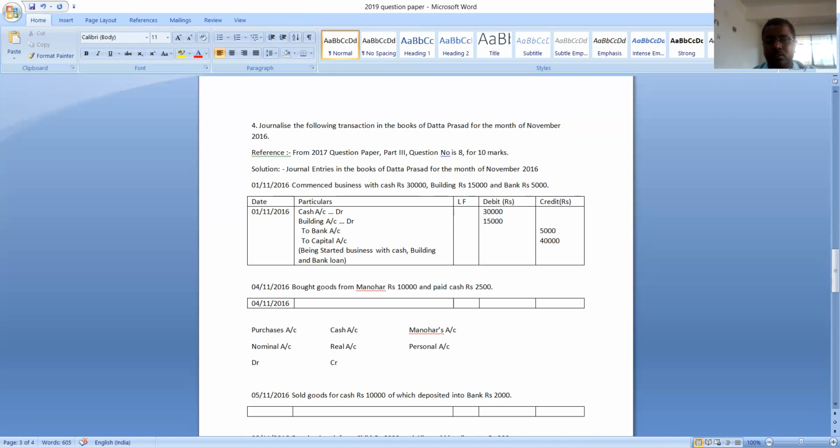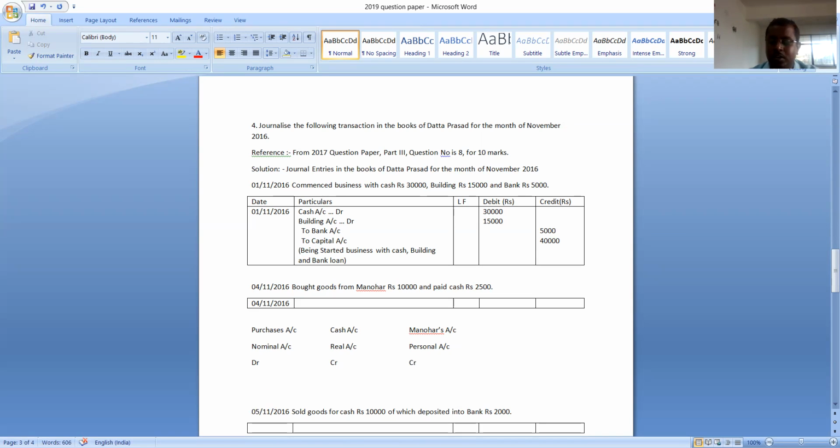And here Manohar's account is there. Just check whether he is the receiver or the giver. Bought goods from Manohar, it means he is the giver. Credit is the giver. Debit is the receiver. Understood? So Manohar is the giver, and his account should be credited. See here, you purchased goods worth rupees 10,000, you paid him cash rupees 2,500, and you have taken a credit of rupees 7,500. So purchases account shows debit balance of rupees 10,000. Cash account will show credit balance of rupees 2,500, and Manohar's account will show credit balance of rupees 7,500.